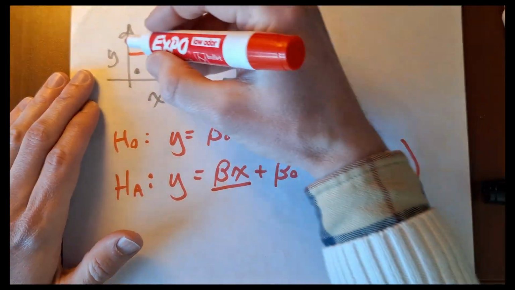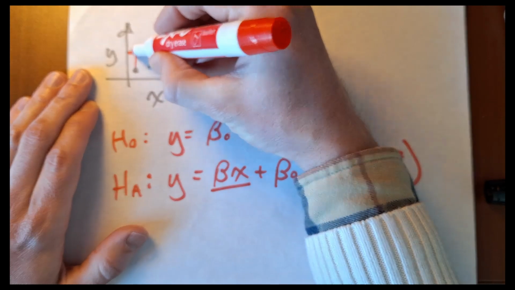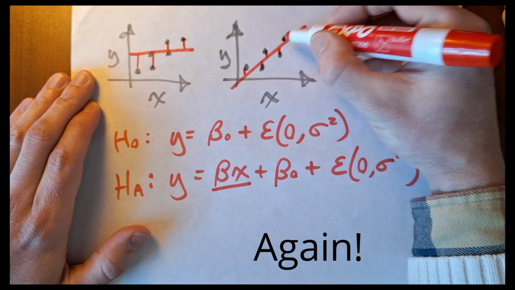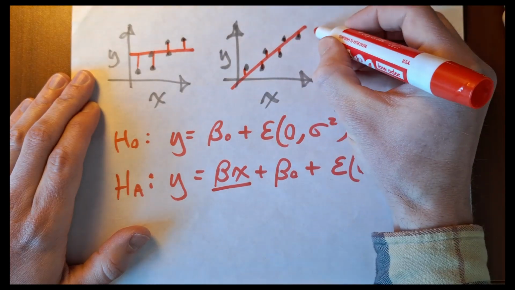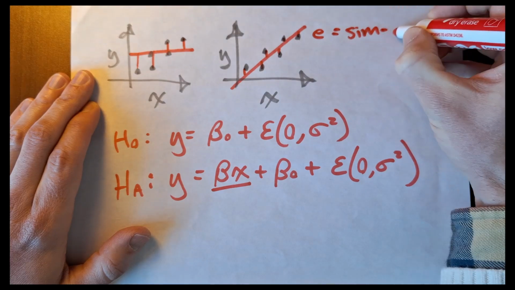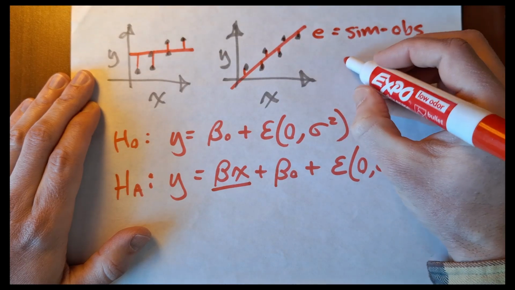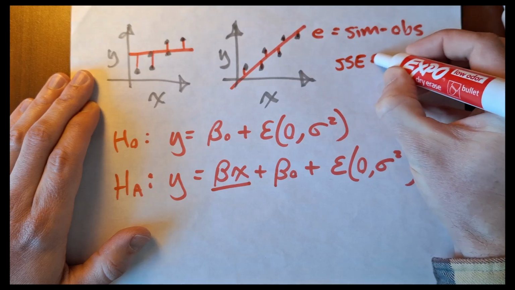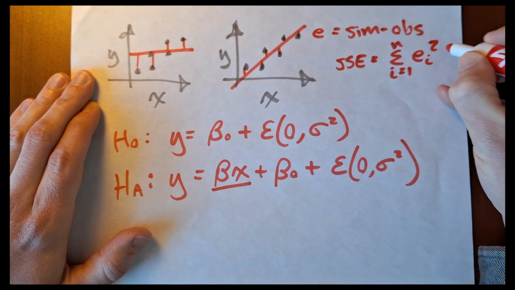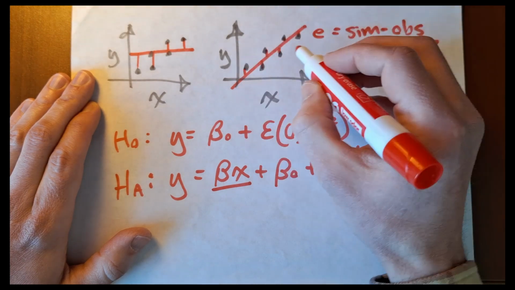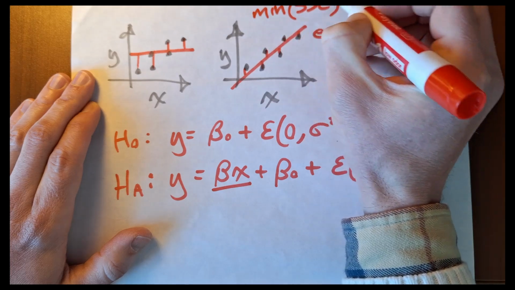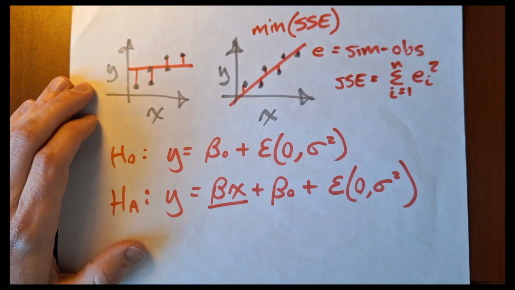For each of these models, we could measure the distance between our data points and our proposed best fit lines. Each of these little distances we're going to call e, which is a residual. This is just equal to simulated minus observed. We could also compute the sum of square errors, which is the summation of the residuals squared. Now, in order to determine this best fit line, all we're going to do is minimize the sum of square errors. That's called ordinary least squares fitting.